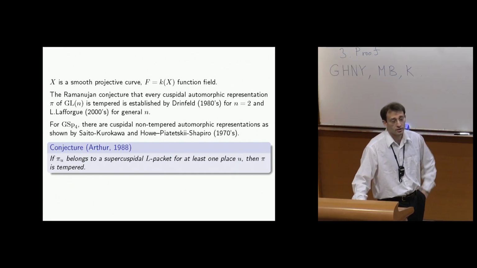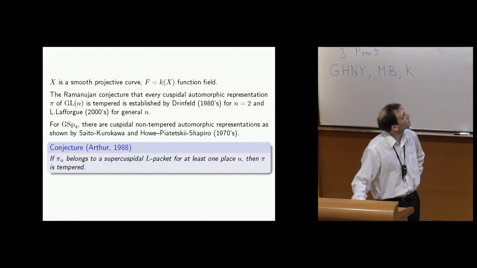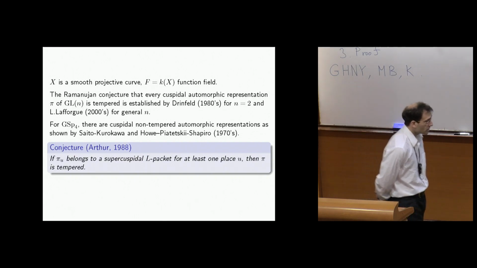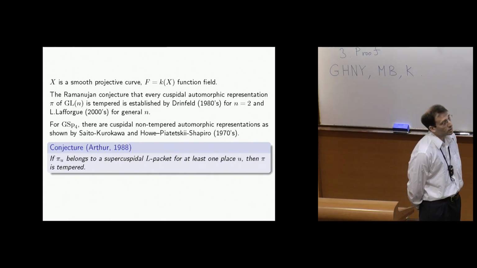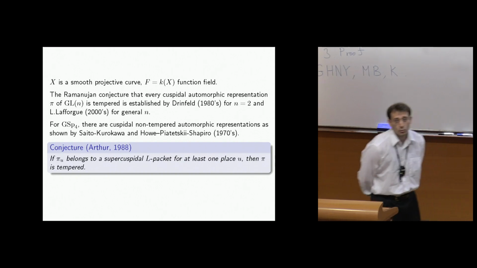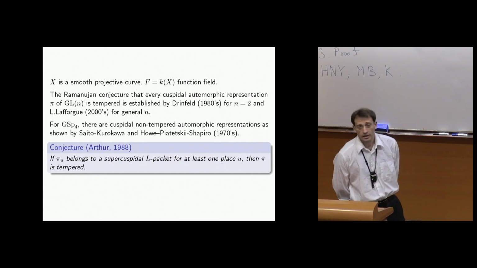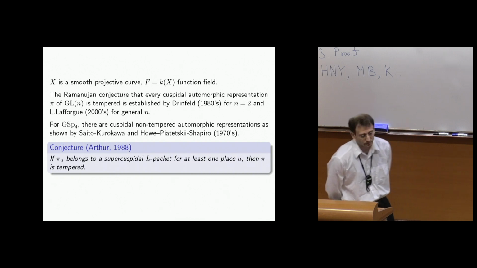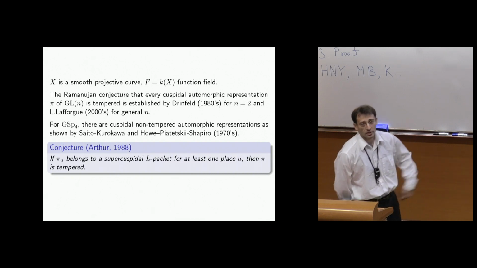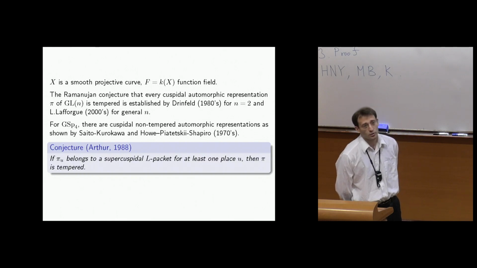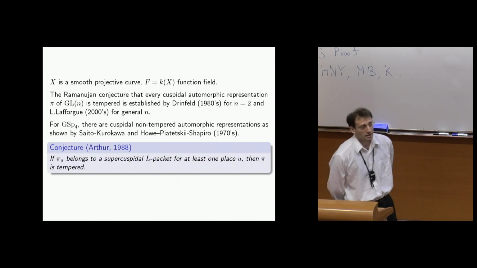In 1988, Arthur came with the Arthur conjectures, and I want to focus on this particular one, which is that if at one place the component is in a supercuspidal L-packet, then globally it should be tempered. There have been already lots of talks about Arthur packets, also in the program last week.